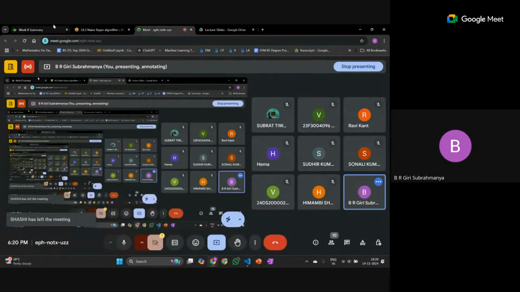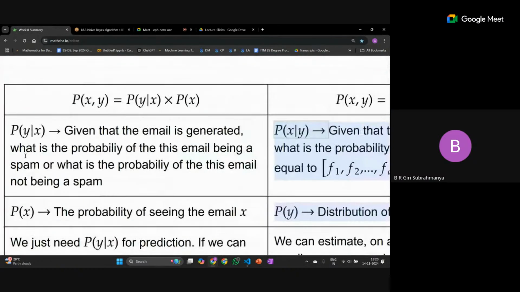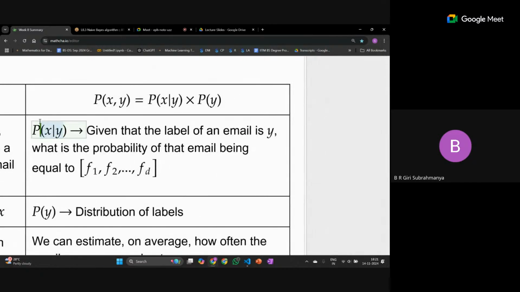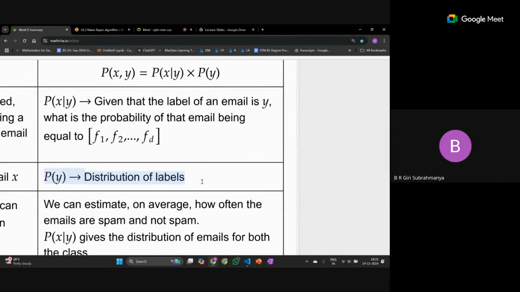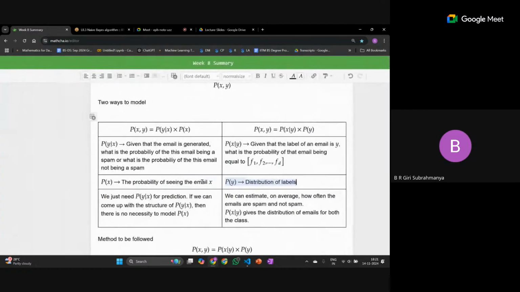Is there any doubt? See, there are a few things. P of y given x: some email is given. Now, what's the probability that that email is a spam, or the probability that that email is not a spam? And P of x is the distribution of the email itself. And P of x given y is, given that that email is spam, what is the probability that the email is going to be equal to something? So that is being modeled here. And P of y is the distribution of labels. So these are the 4 things we are modeling. All right.